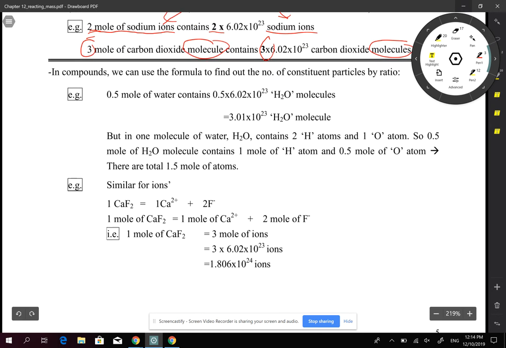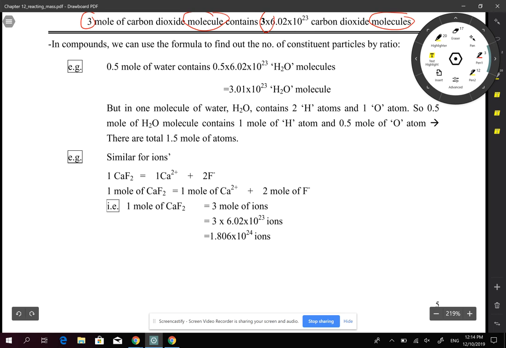But for other cases, like for example, this one, if you are given 1 mole of calcium fluoride, but you are asked to find out the total number of ions. So remember, 1 CaF2 contains 3 ions. So you should multiply 3. Okay, the relations: 1 mole of CaF2 and the number of mole of ions. So you should convert the particle first.